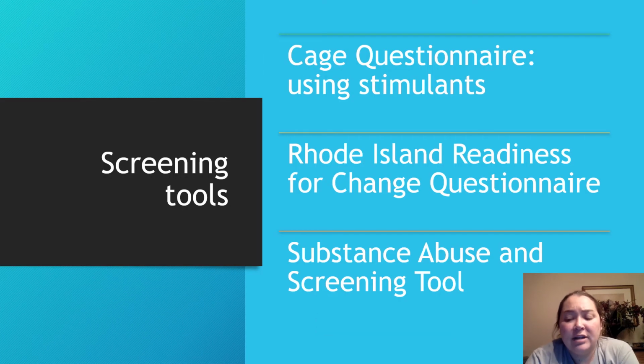Some screening tools that you can use in practice include the CAGE questionnaire, but using stimulants in the place of alcohol. The Rhode Island Readiness for Change questionnaire determines: are they ready for change? Are they ready to quit? The substance abuse screening tool identifies how often they're using the substance, the frequency, their route of administration, and how many years.